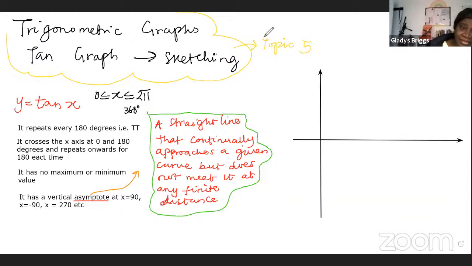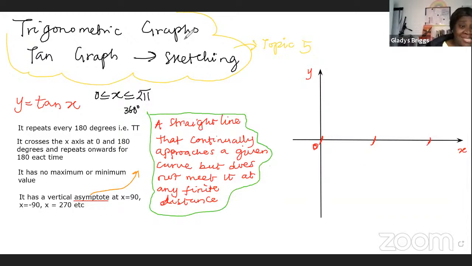Okay, this is x. Make sure that you have your pen or your pencil and you're sketching along with me. Draw the x and the y axis. We said it repeats at every 180 degrees. It crosses the x axis at 0. So this is my 0 here. It's going to cross there, and it repeats at 180 degrees, so it's going to cross here again, and it's going to cross it at 360 degrees.